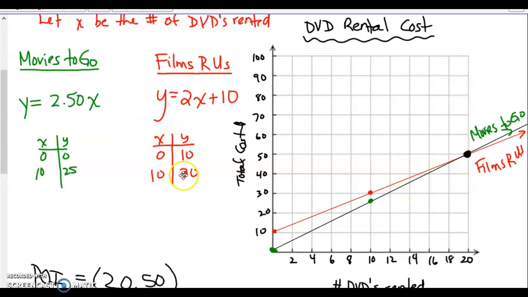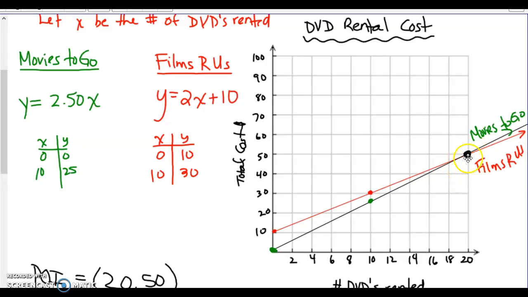For Films R Us, when I rent 0 DVDs, there's a $10 charge. That's my membership fee. And when I rent 10 DVDs, plug in 10, 2 times 10 plus 10 gives me $30, so 10, 30. So you can see that for renting 10 DVDs, it's cheaper to use Movies to Go, right? More expensive for Films R Us. And I connect, and there we go.